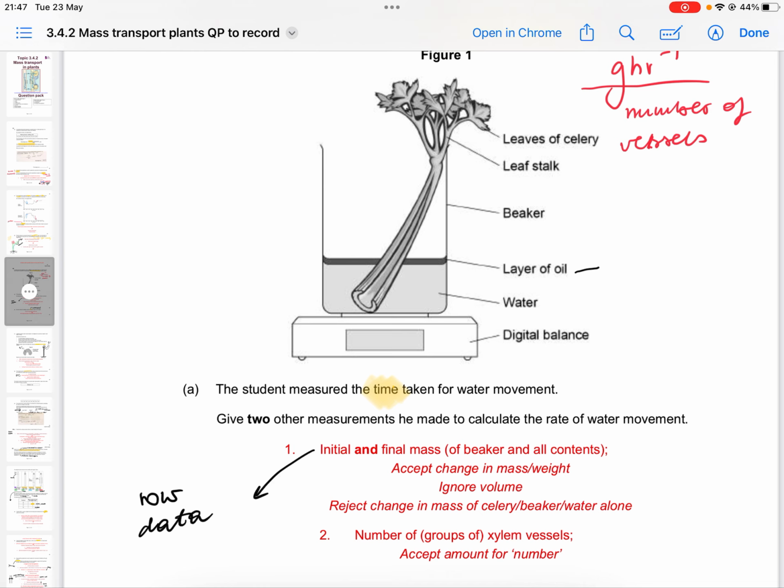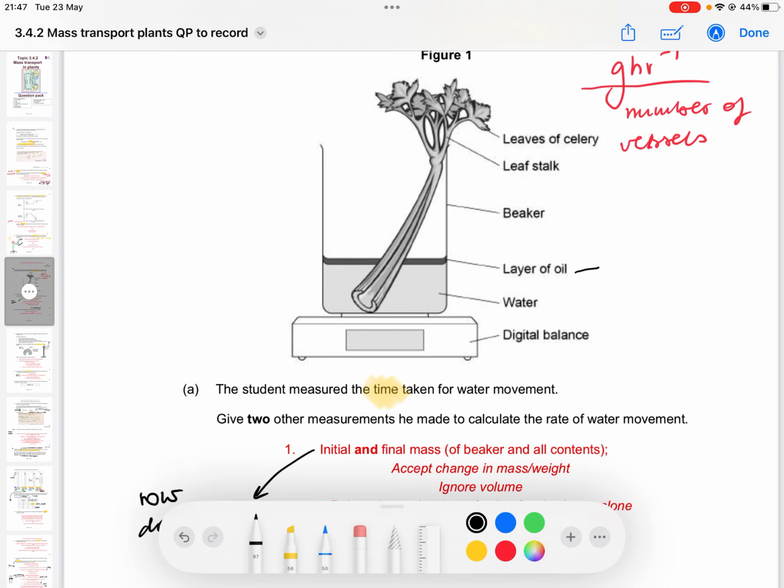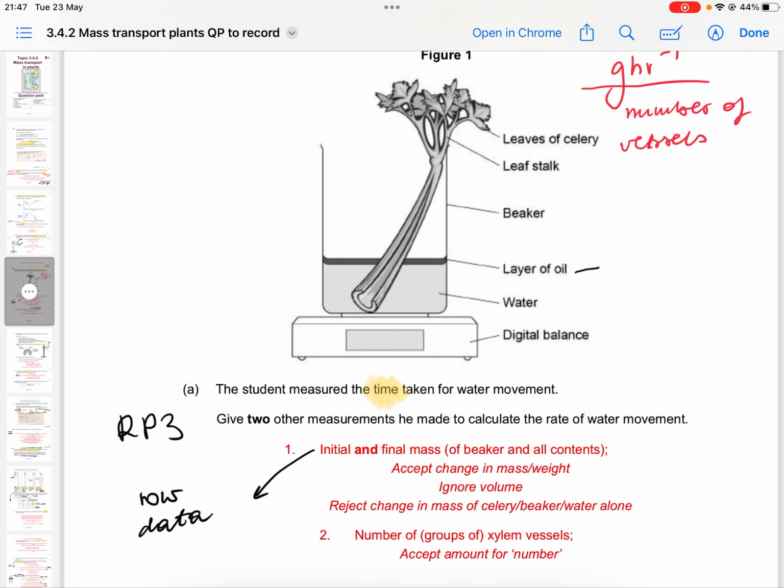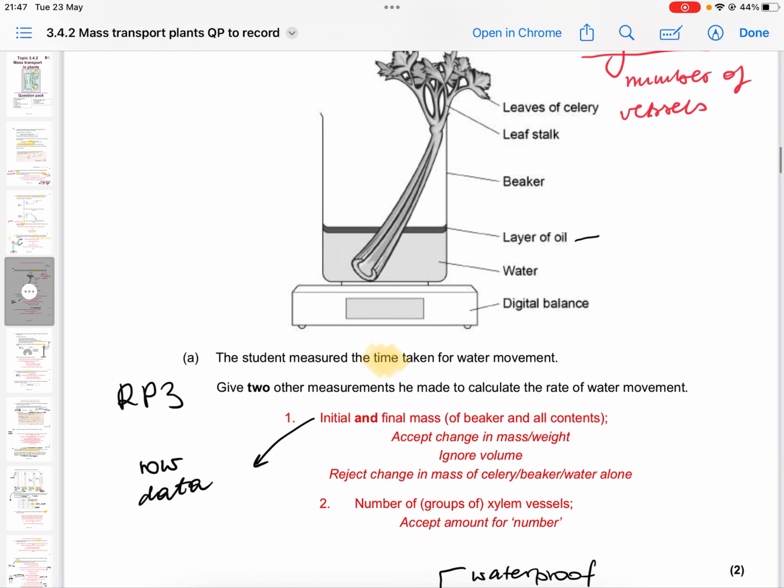So as we discussed at the beginning, obviously we've got grams. Grams refers to the mass. So the same as you did with required practical 3 with osmosis, if we want to see the change in mass, we need to record our raw data of initial and final masses.